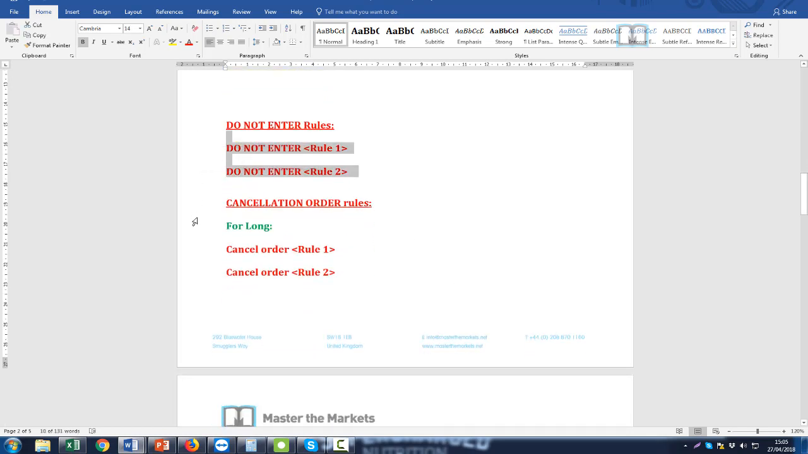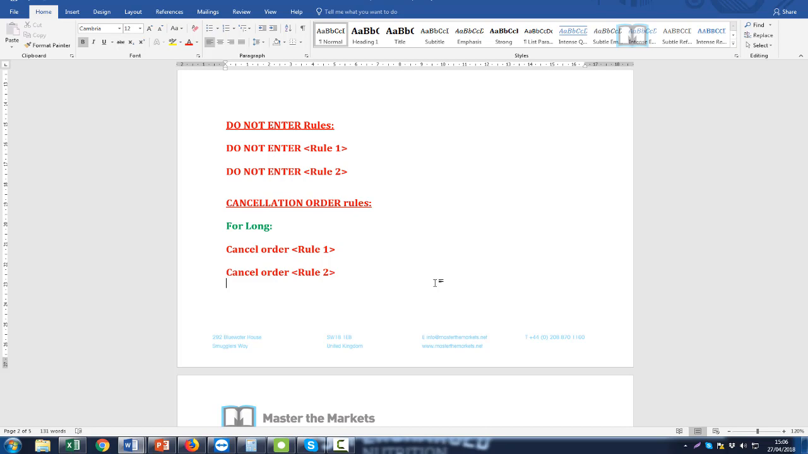Then you need do not enter rules and cancellation order rules. What's the difference between these? The do not enter rules are basically rules that will not let you even place the pending order. So if it's a system that's going to use pending orders, or a live order, it tells you do not even enter the market if X, Y, and Z happens. What's an example of that? Let's say that you only want to take trades which have a trade risk of less than 100 pips. So if the distance between entry and stop loss is 120 pips, that would be a do not enter rule.